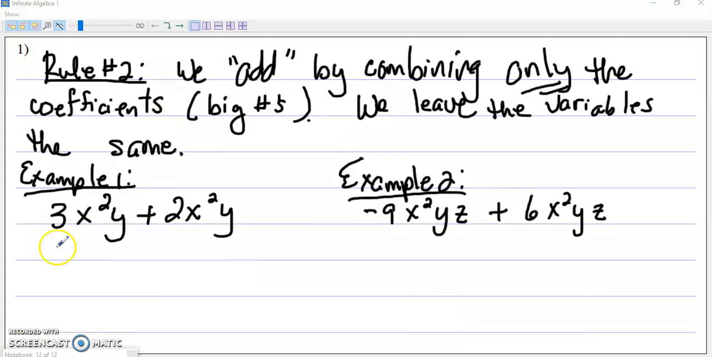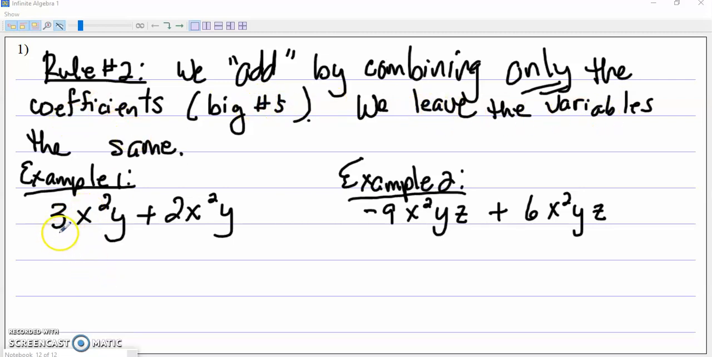Okay, so rule number 2, just like I said on the last slide, we add, remember we use that term to mean the same as combining. We don't change any signs. We'll see this again when we go to subtracting to understand why I call it that. But we add by combining only the coefficients, or the big numbers. We leave the variables the same.